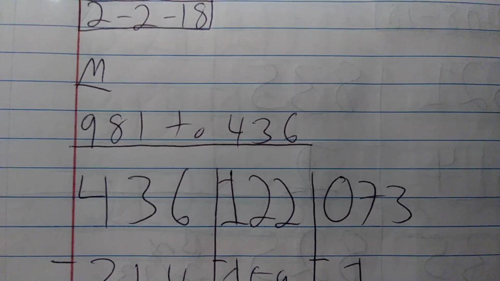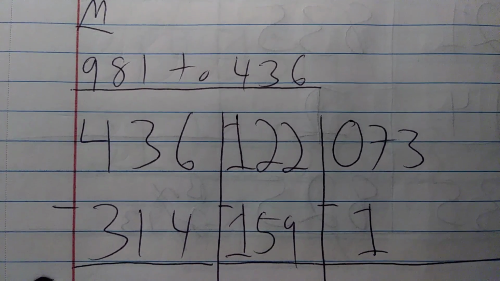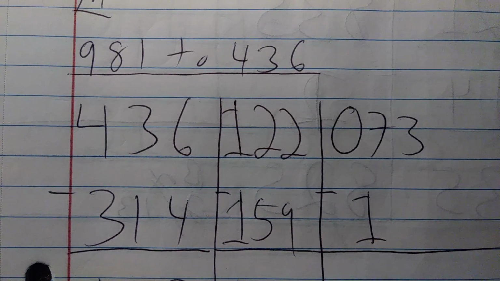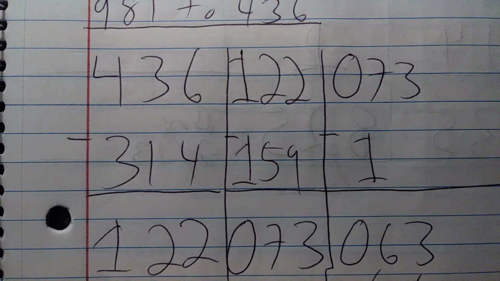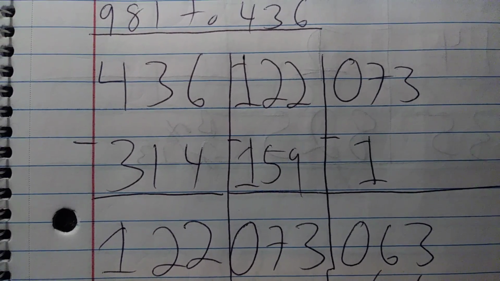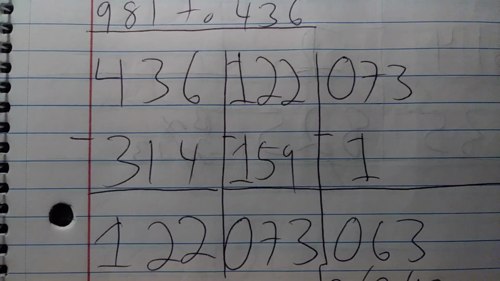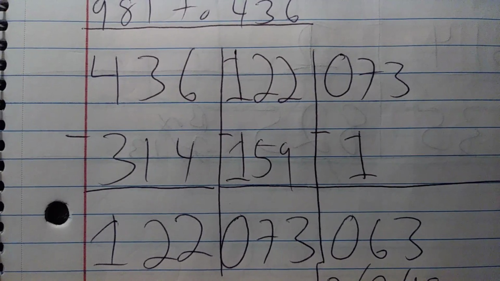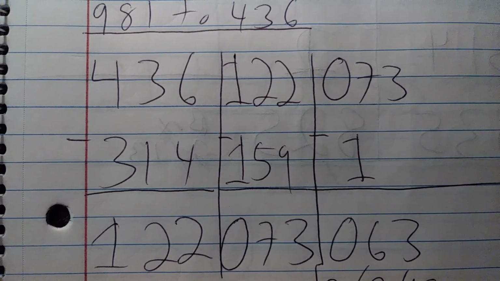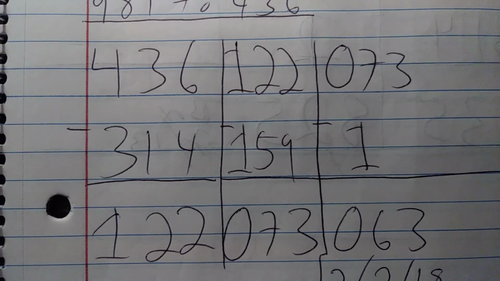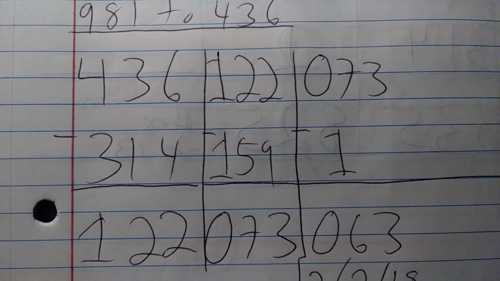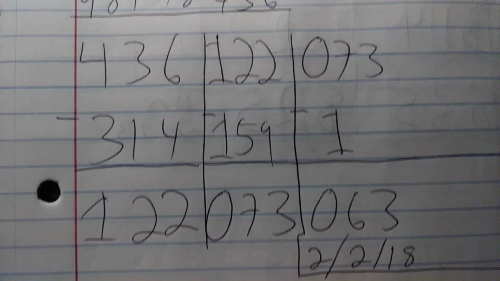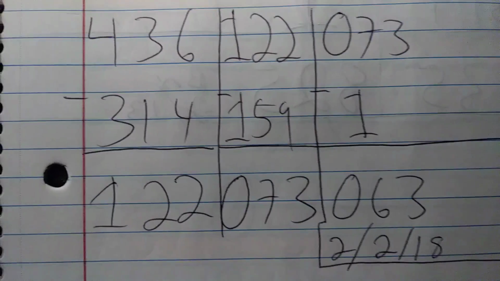On February 2nd, 981 hit. Going to mirror it to 436, so 4 minus 3 is 1. 3 minus 1 is 2, and then 6 minus 4 is 2. You're going to subtract off 159, so 1 minus 1 is 0. 12 minus 5 is 7, and then 12 minus 9 is 3. You're going to take down the 03 and then subtract 1 off 7, and that's 063, and that was a hit on February 2nd.